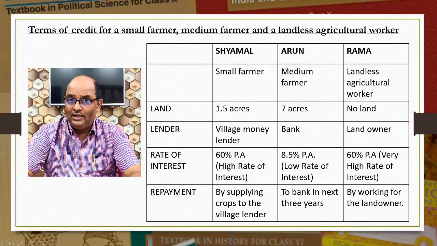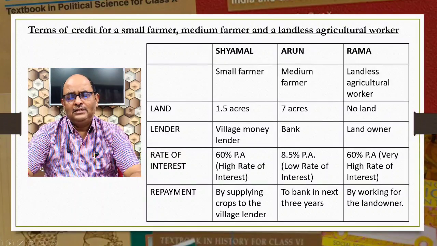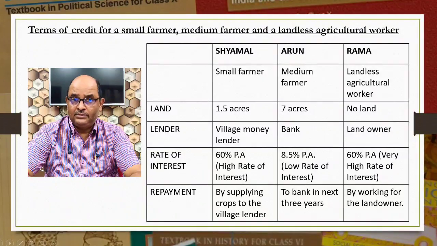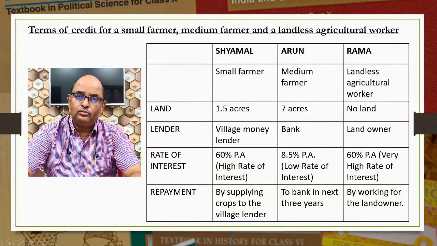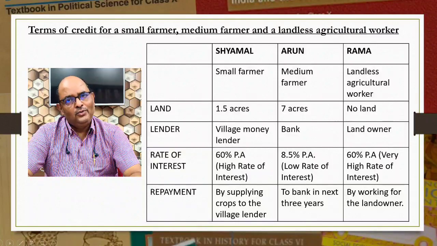Unlike Shyamal and Arun, she is landless. There are several months when she has no work. As a result, she has to take loans to meet her daily needs. Sometimes sudden illness in the family or functions are also met through loans. The lender is a landowner.